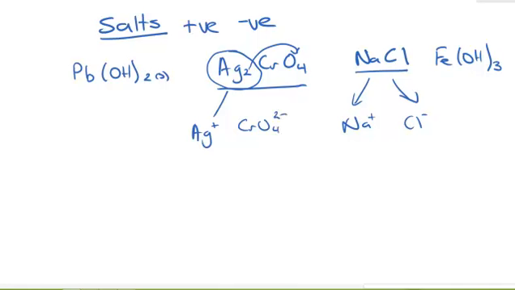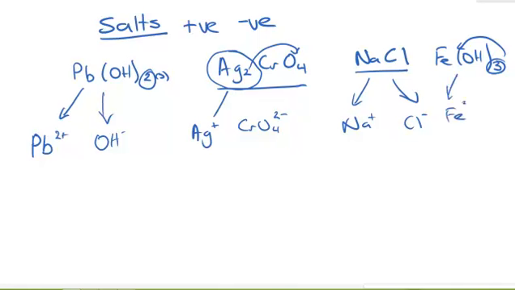Okay, and some of these are a little bit more familiar. I mean, the Pb, you might think, well, I'm not sure what charge that is, but again, there's a 2 down here, so from drop and swap it's there, and you should know the hydroxide ion is the other species it's going to form. Just the same as here, the 3 came from over there. So it's just that ability to separate salts out into the cations and the anions.